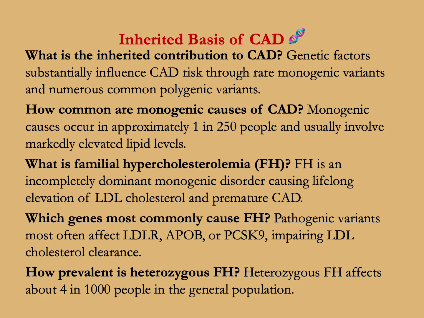What is familial hypercholesterolemia? FH is an incompletely dominant monogenic disorder causing lifelong elevation of LDL cholesterol and premature coronary artery disease. Which genes most commonly cause FH? Pathogenic variants most often affect LDL receptors, ApoB or PCSK9, impairing LDL cholesterol clearance. How prevalent is heterozygous familial hypercholesterolemia? Heterozygous FH affects about 4 in 1,000 people in the general population.